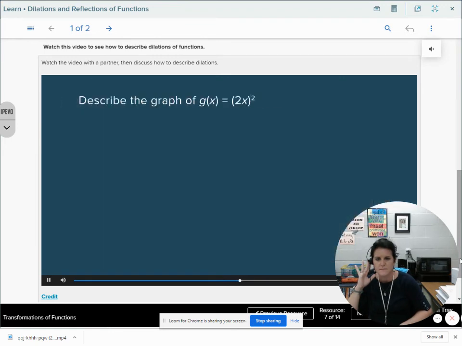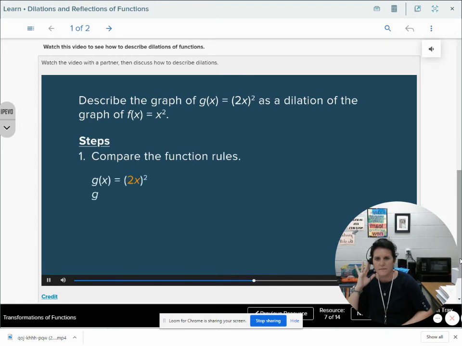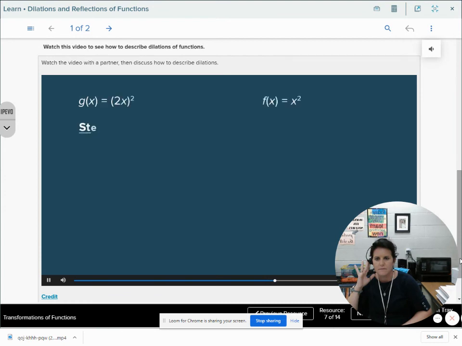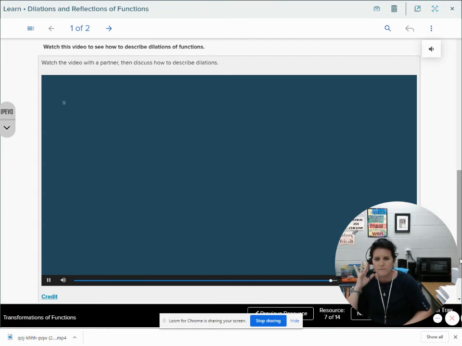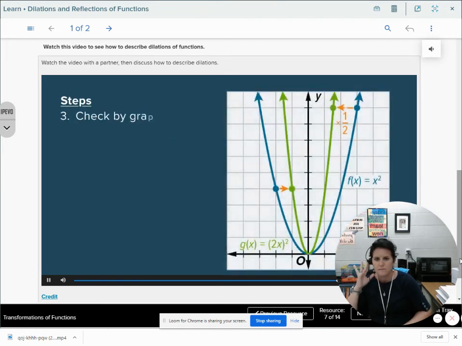Apply the steps to another function. The rule for g of x is the rule for f of x evaluated for 2x instead of x. The equation can be written in the form g of x equals f of the product bx, which indicates a horizontal stretch or compression. Because the value of b is greater than 1, the dilation is a horizontal compression by a factor of 1 over b. Check by graphing.